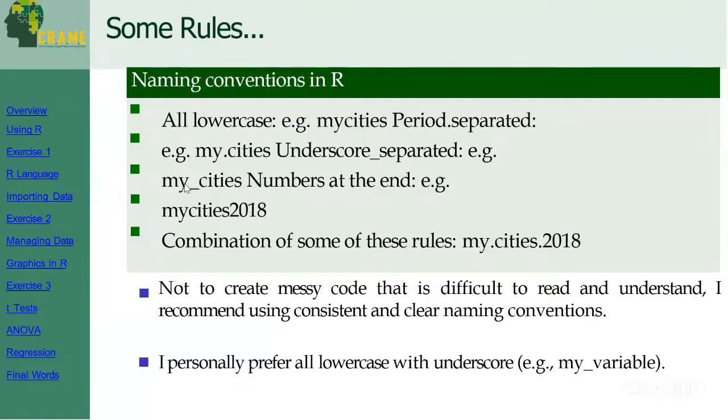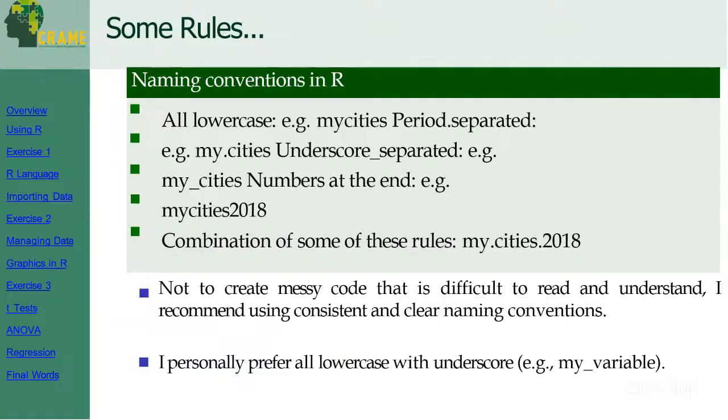Fine. Now we are going to see the naming conventions in R. All lowercase. For example, my.cities, period separated, can be utilized. My_cities, underscore separated, can also be utilized. My cities with a number at the end can also be utilized. My city 2008 can also be utilized as a variable name, right? A combination of some of these rules is my.cities.2018.